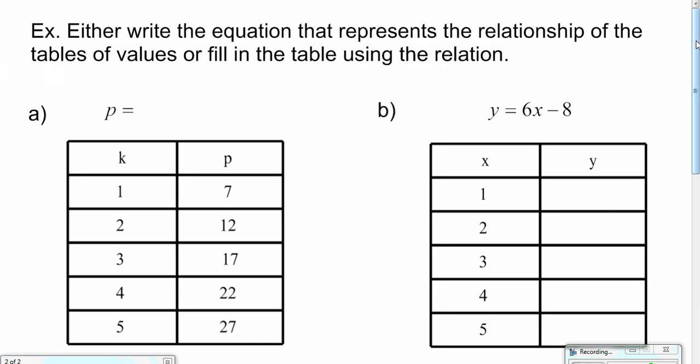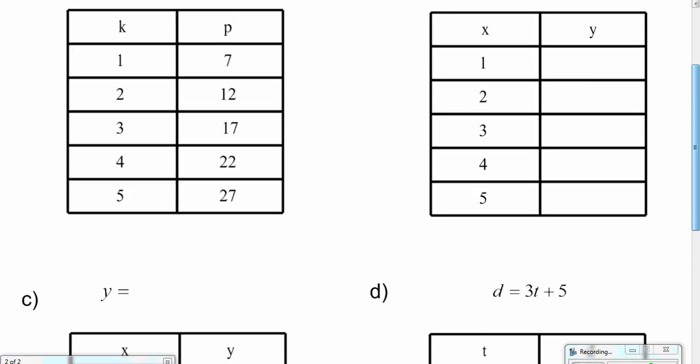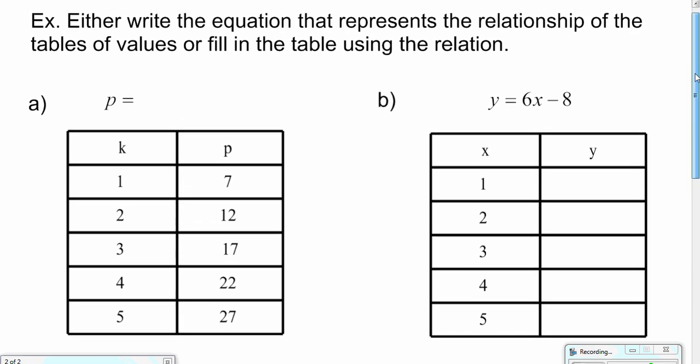Okay, so on these tables, 2 of the tables have the data given, but not the equation, and then the other 2 have the equation given and not the data. So we're gonna use what we have to help us fill in the missing piece. So for letter A, we don't know the equation. We do know that P is dependent, so P is equal to whatever happens to K. And so we need to figure out what that is.